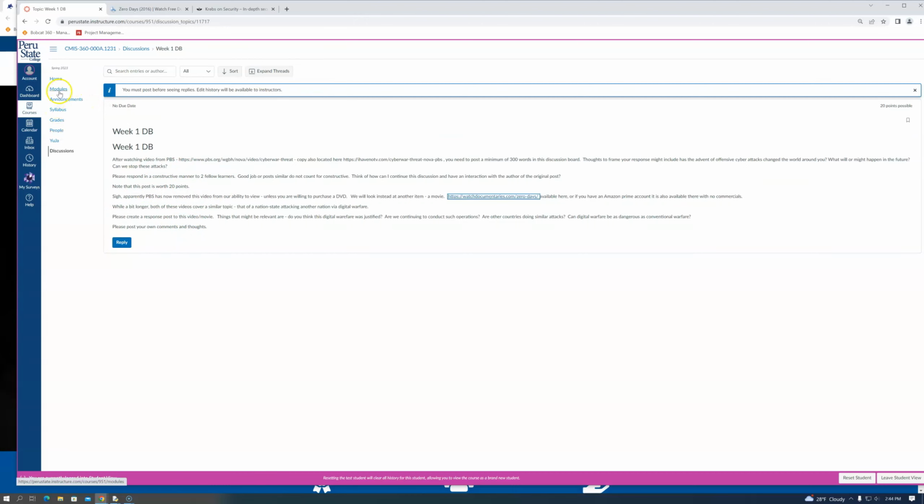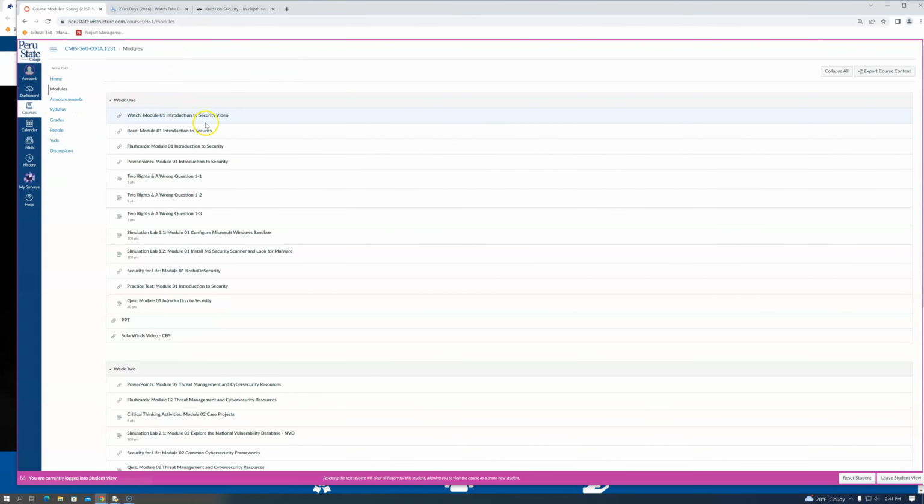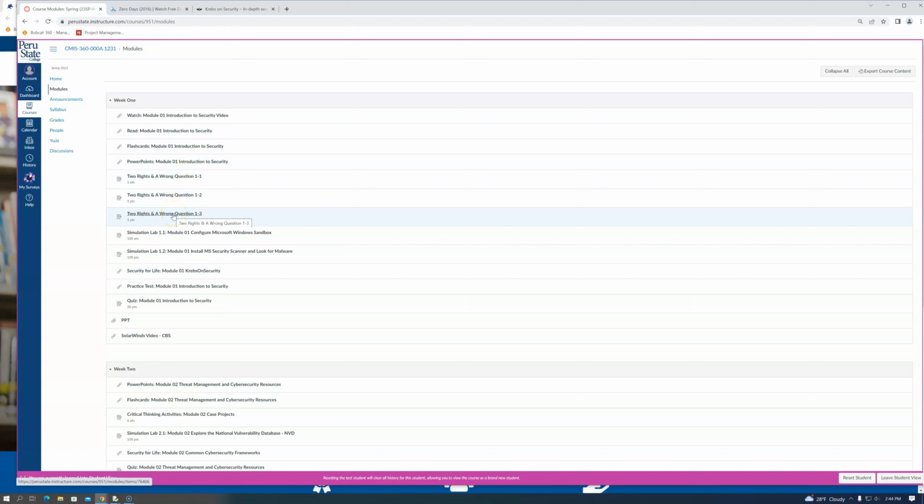So there are a couple of different pieces. You have these 2 rights and a wrong question, the lab simulations, and then the quiz and the discussion board. I know it sounds like a lot, but these shouldn't take you that long. Even the quiz is pretty easy. If you've done the reading and went through the flashcards, you've got the quiz made. And then the longest one is going to be the discussion board, simply because I'm making you watch a 2-hour video. So it's not bad.